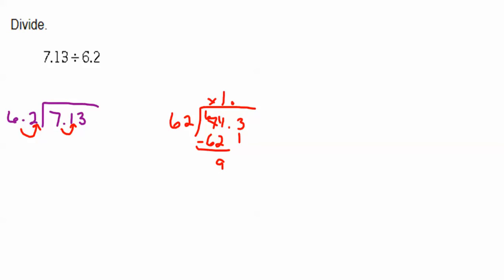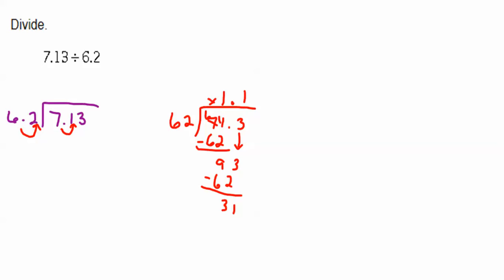Next, we're going to bring down the next value, which is a 3. I'm looking for how many times does 62 go into 93. 62 into 93 only goes 1 time. 1 times 62 is 62. 3 minus 2 is 1, and 9 minus 6 is 3.